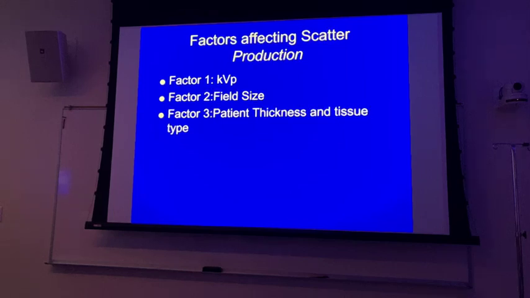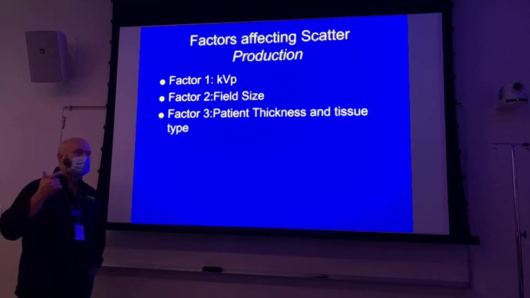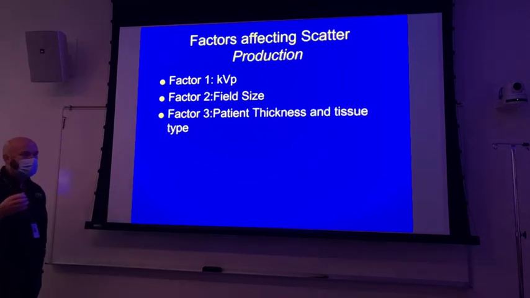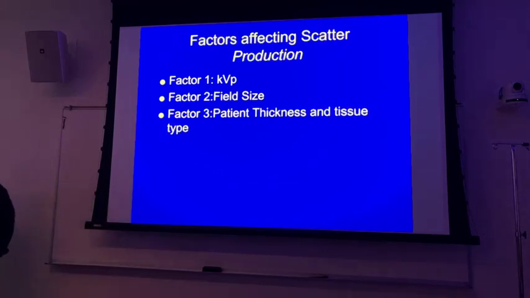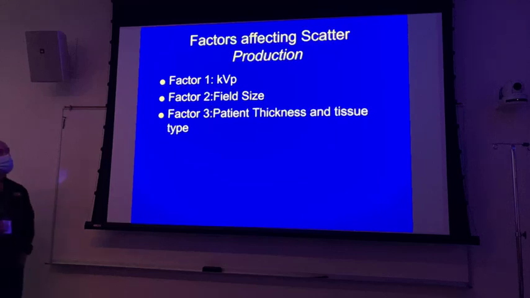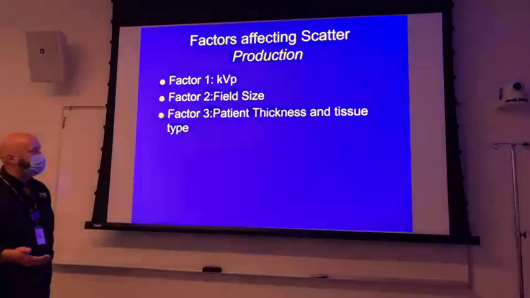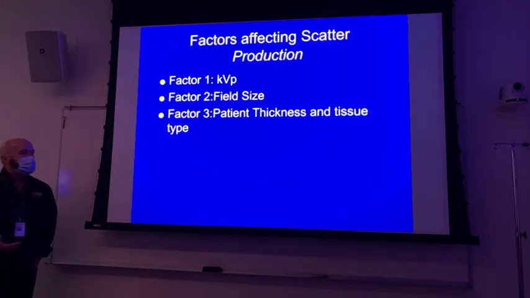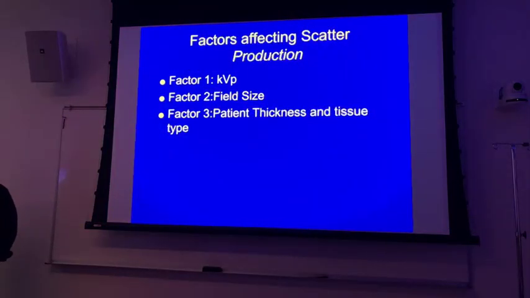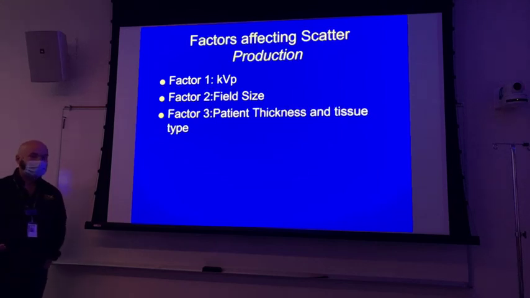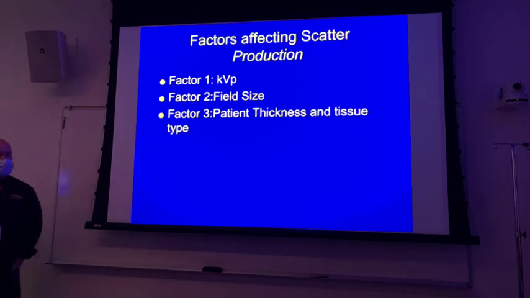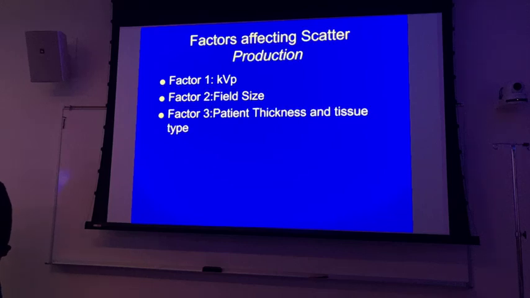So factors that affect scatter production. Remember, we've got scatter production, and we've got scatter, so we've got creation, and then we've got scatter cleanup. So the things that affect the creation of scatter would be your kVp, your field size, and your patient factors. That'd be patient thickness, which is usually soft tissue whenever we're talking about changes in patient thickness, and tissue type.